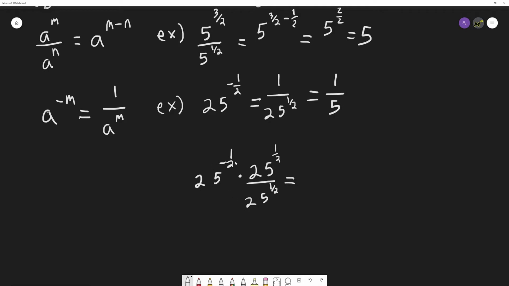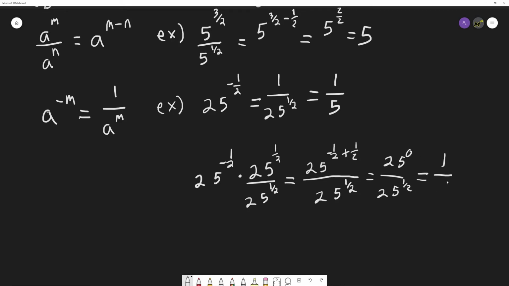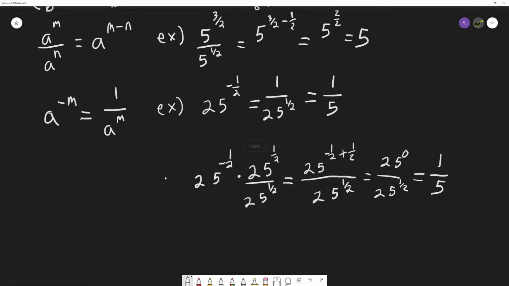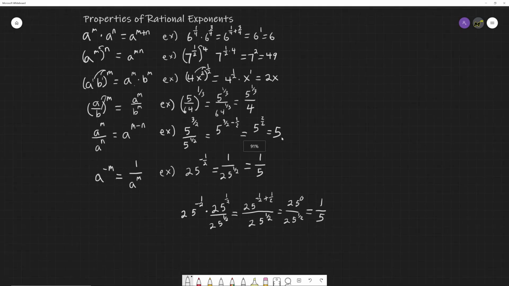And then we use a property we talked about previously above. On the top we have negative 1/2 plus a positive half, and underneath we're left with just 25 to the half power. So in the numerator we have 25 to the 0 power, and anything to the 0 power equals 1, and underneath we still have just 25 to the half power. So on top we have 1, and 25 to the half power is 5. A little more work involved there, but that's what is happening in that property. And there you have it. Those are the 6 properties of rational exponents.